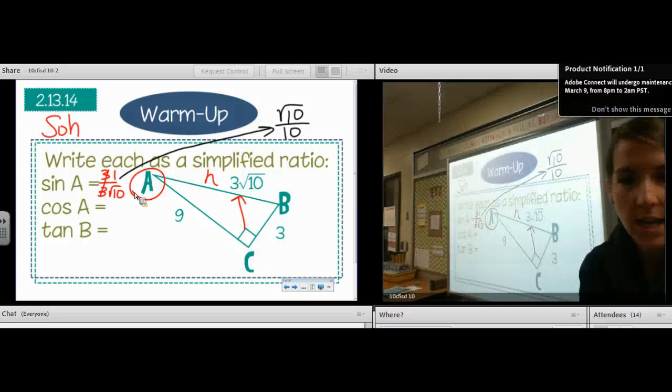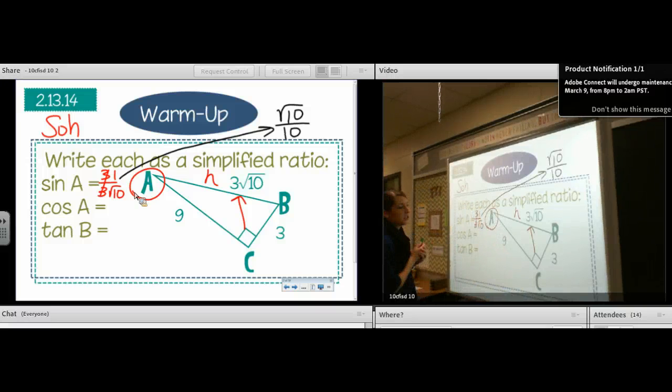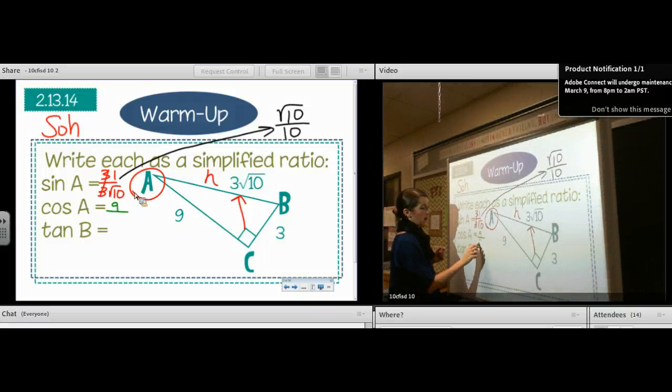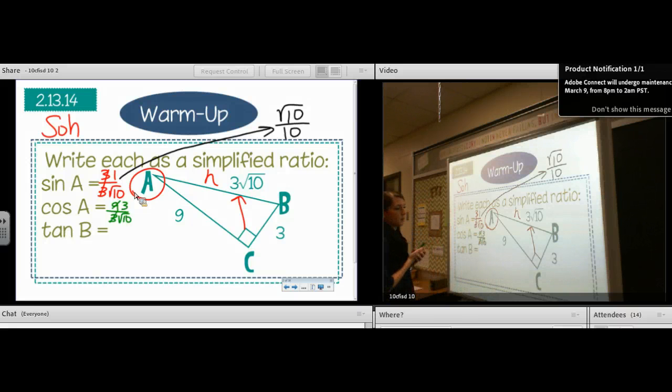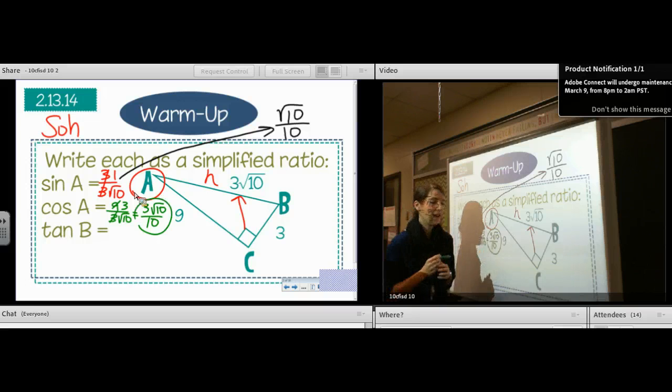And the next thing, cosine of A, adjacent over hypotenuse. So 9 divided by 3 is 3. So we've got 3 over root 10, and then we rationalize the denominator. And we get 3 root 10 over 10. Nice and ugly.